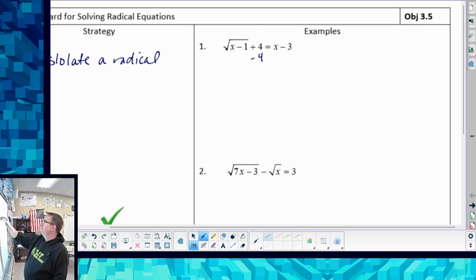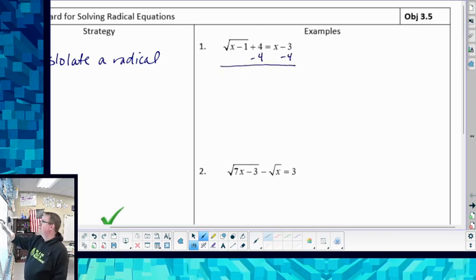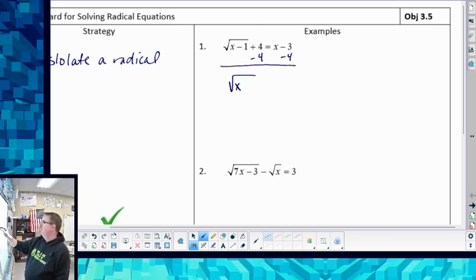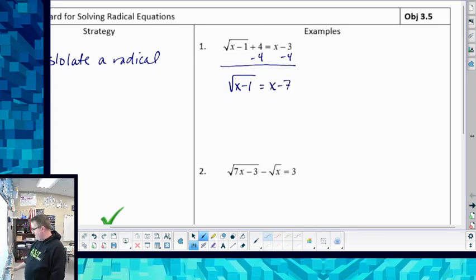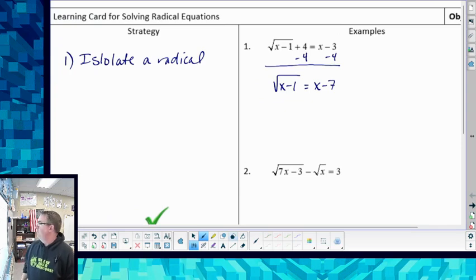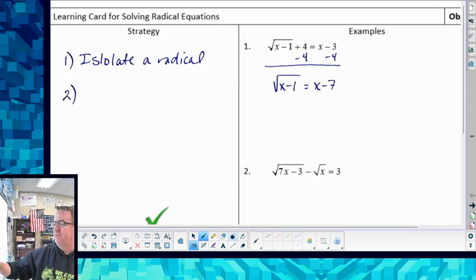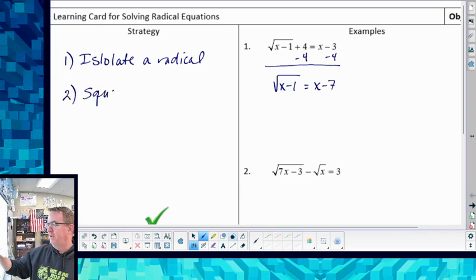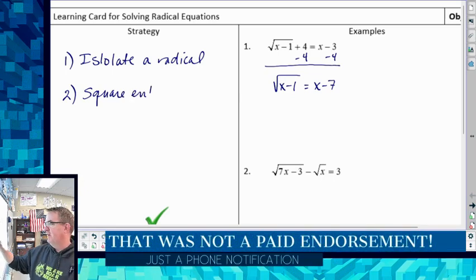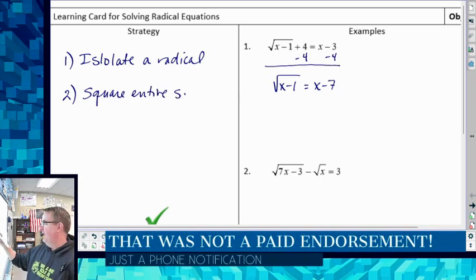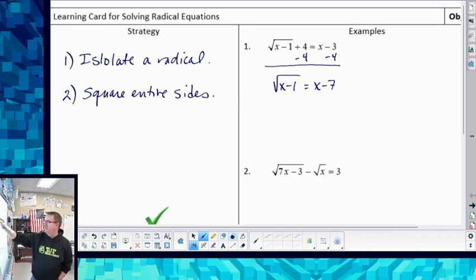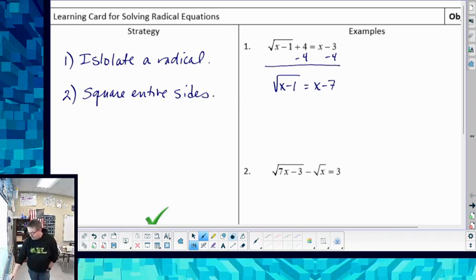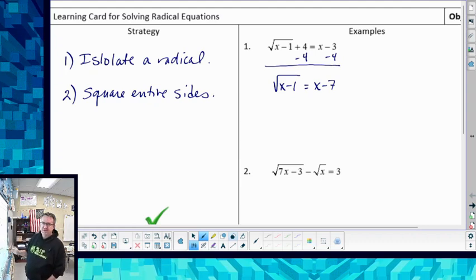So I'm going to go ahead and subtract this off. So I'm going to get the square root of x minus 1 is equal to x minus 7. So after I do that, we're going to square entire sides. Now that is important to remember, because what ends up happening if you don't is that people will just square individual parts, and that's not how it works.